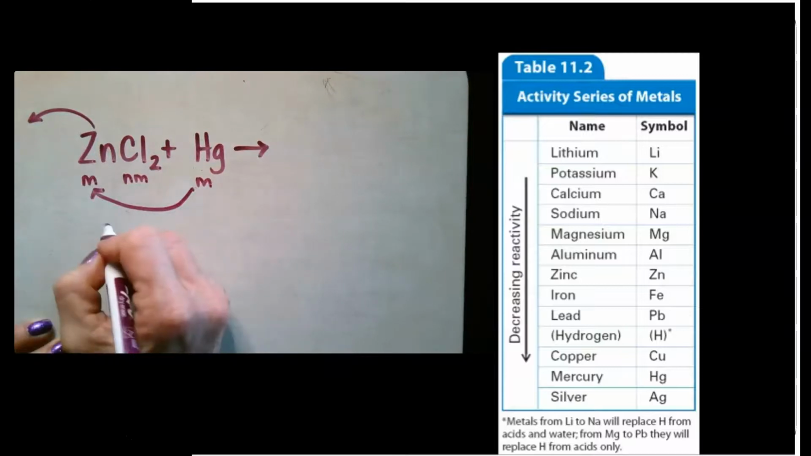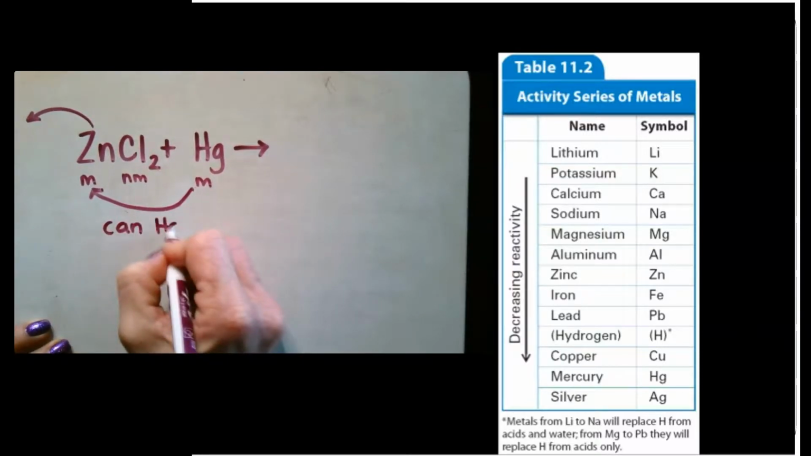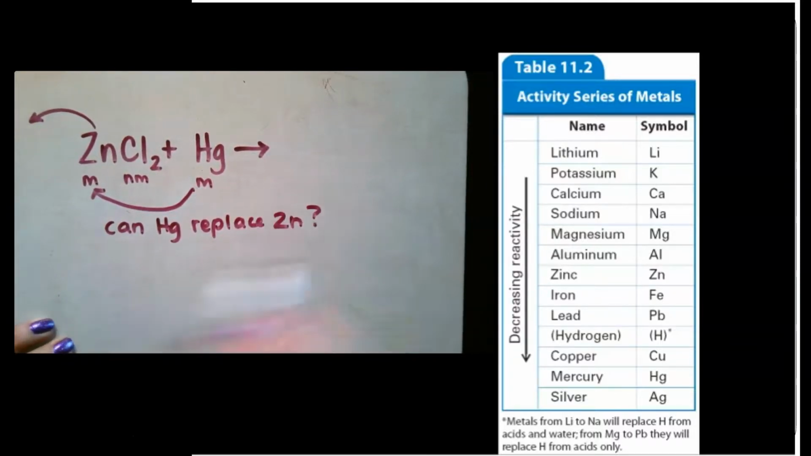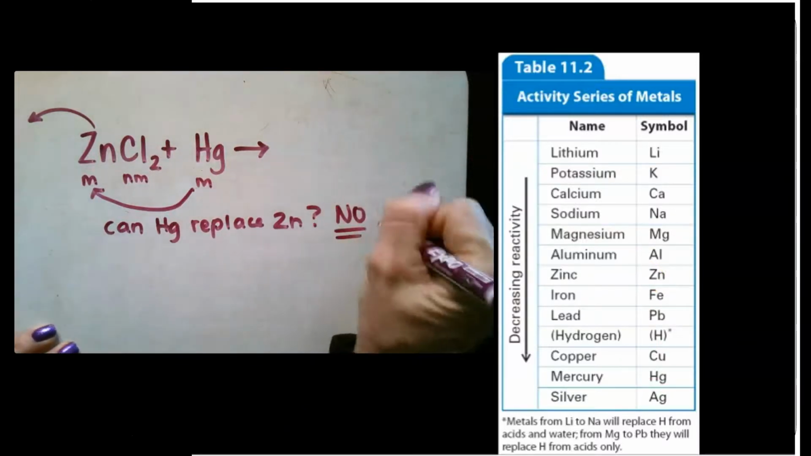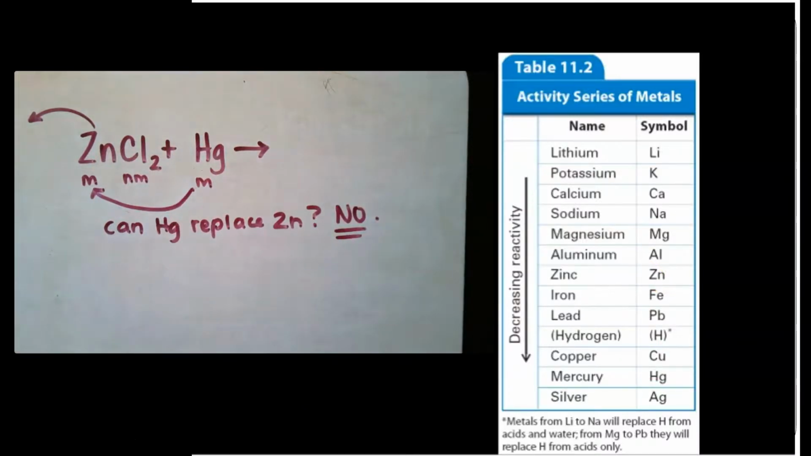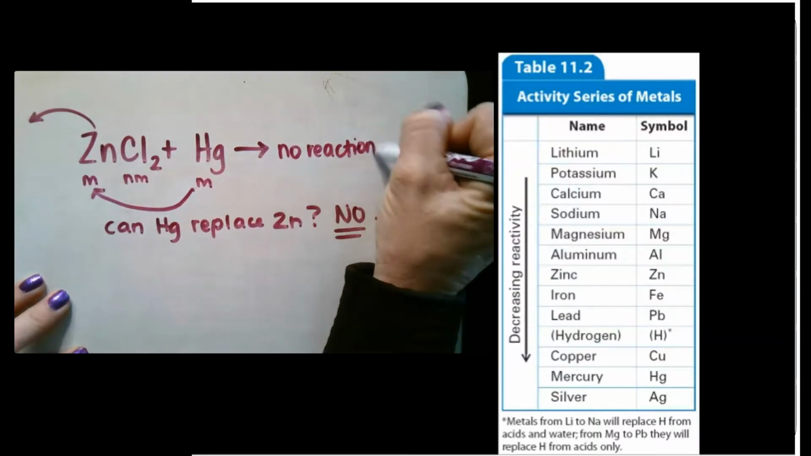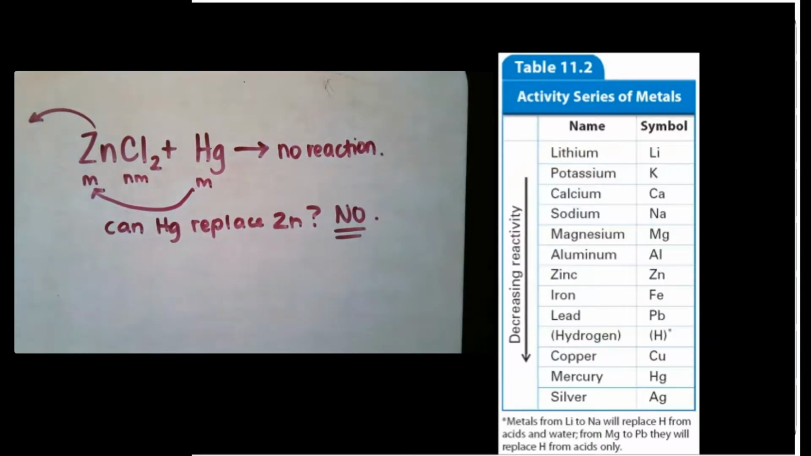So the question is, can mercury replace zinc? So we come look, can mercury down here replace zinc way up here? And the answer is no. So I don't have to find the charges. I don't have to crisscross the charges. I don't have to do anything else. At this point, I say no reaction and I move on with my life.